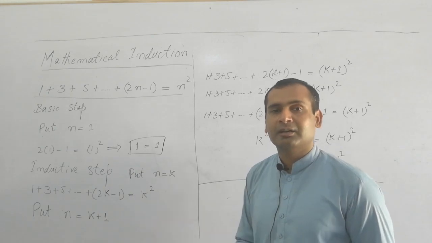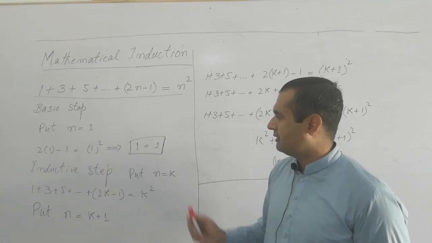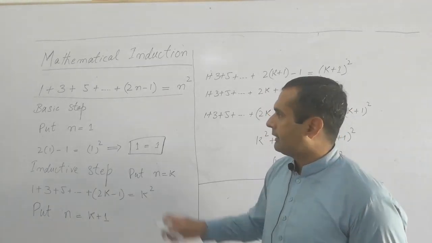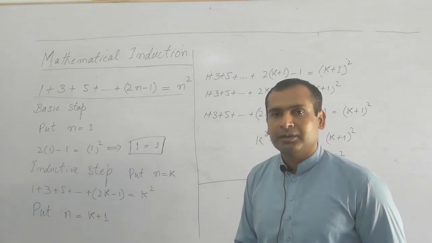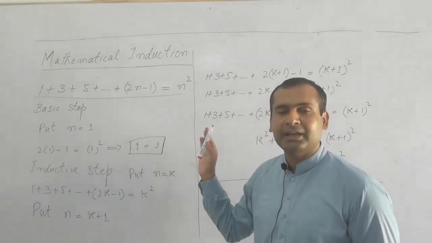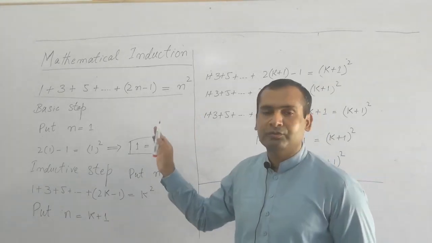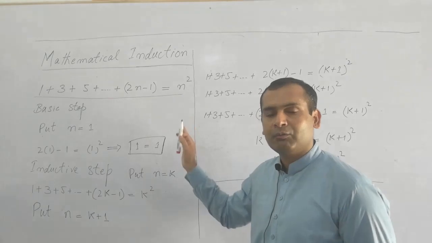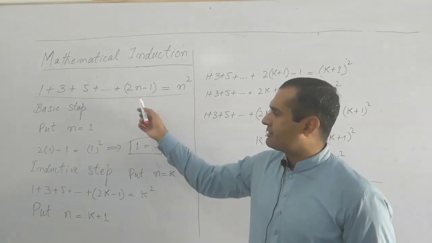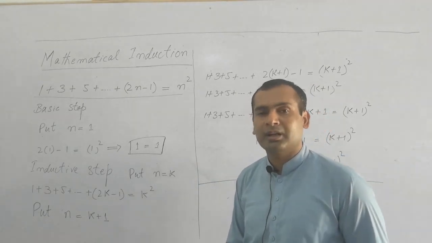Let's make a start. Let's have an example, and I have already written the content of the example so that we can save our time. Here I have a statement. It says that 1 plus 3 plus 5 and so on, for any n odd numbers, if we do the summation of these n numbers, it will be equal to the square of n. This is a statement, and let's see, we prove it through mathematical induction.